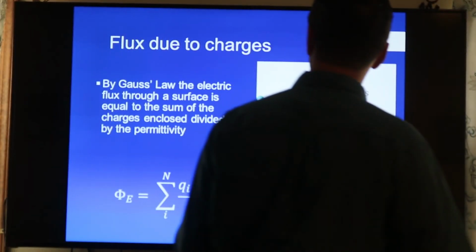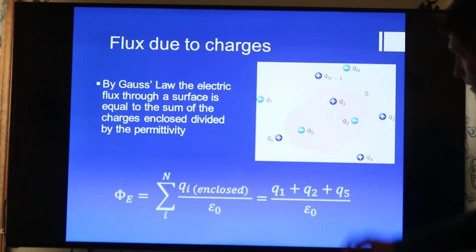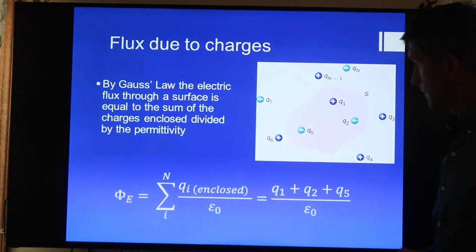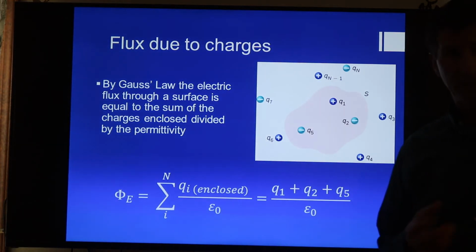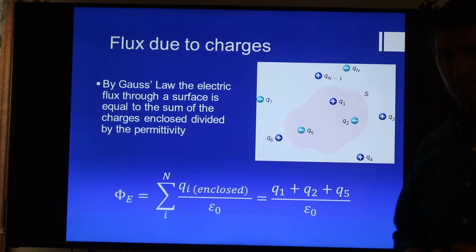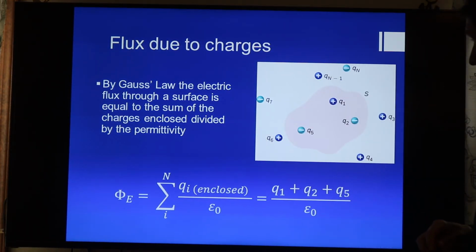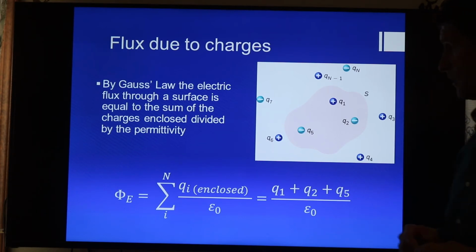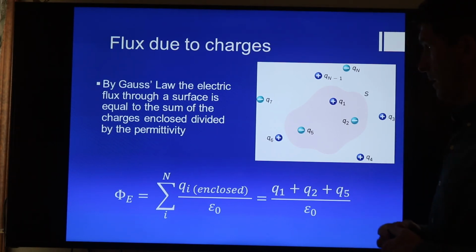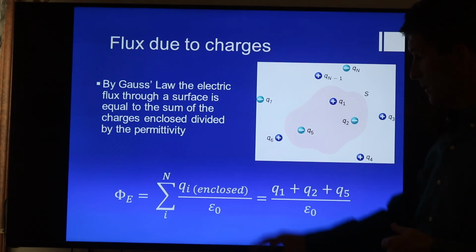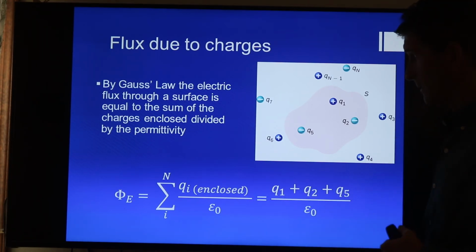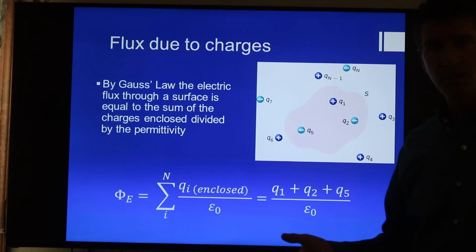Okay, last case right here. Here we have a surface S. It encloses 3 of the charges, but doesn't enclose some of these other charges right here. How do we calculate the electric flux for this case? Well, once again, we do it by taking a look at how much charge is enclosed and dividing that by epsilon naught. Okay? This is really, really simple, right?